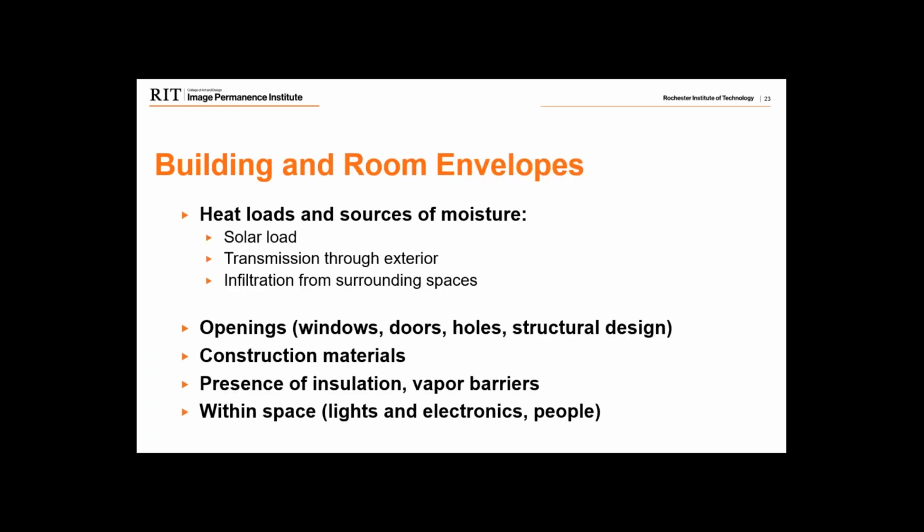And understanding your building and room envelopes as well. There are what we call heat loads and sources of moisture. If your collection space is on an exterior wall, you're going to have some solar gain potentially through the wall if there's insufficient insulation.